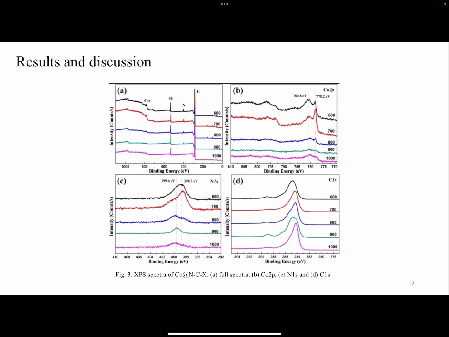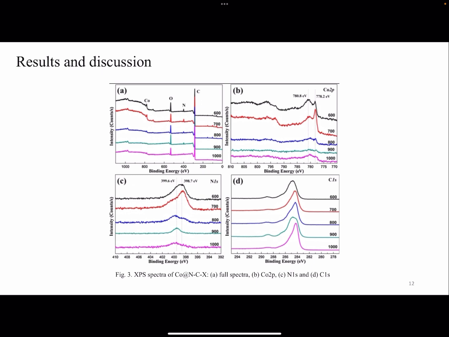The shift in binding energy suggests an electron transfer from the cobalt core to the nitrogen atoms through these chemical bonds. And in the nitrogen 1s spectra in image C, we identified pyridinic nitrogen at 398.7 eV and the Co-NC bonds at 399.6 eV. These are the active sites responsible for CO2 adsorption and electron activation.